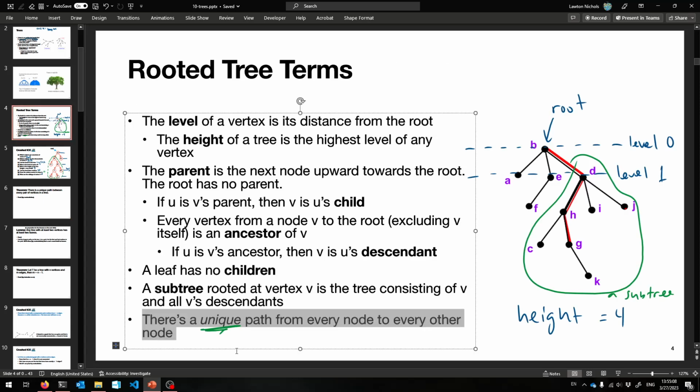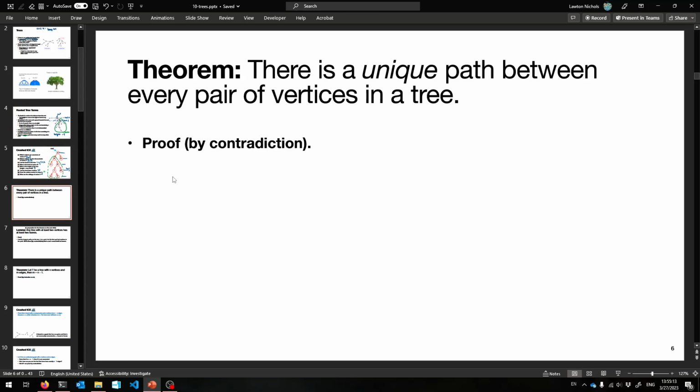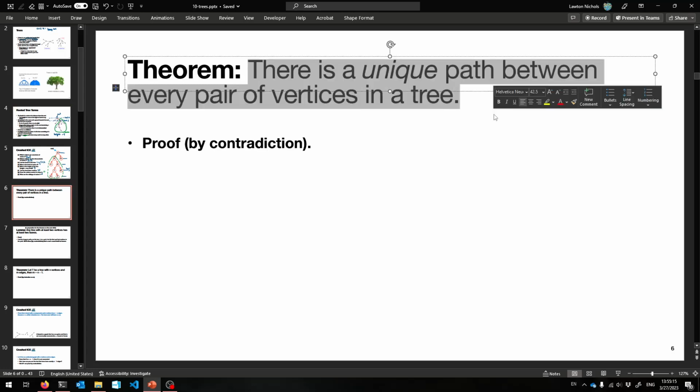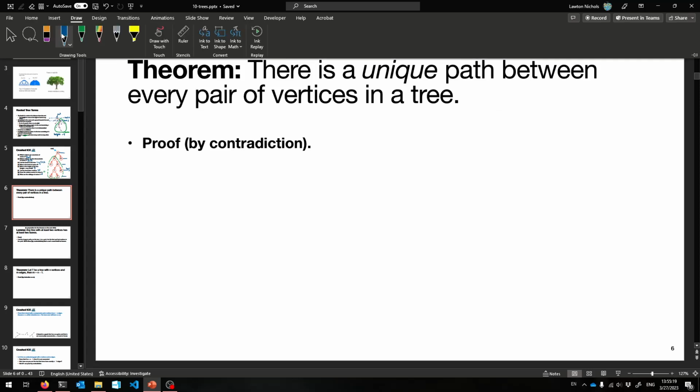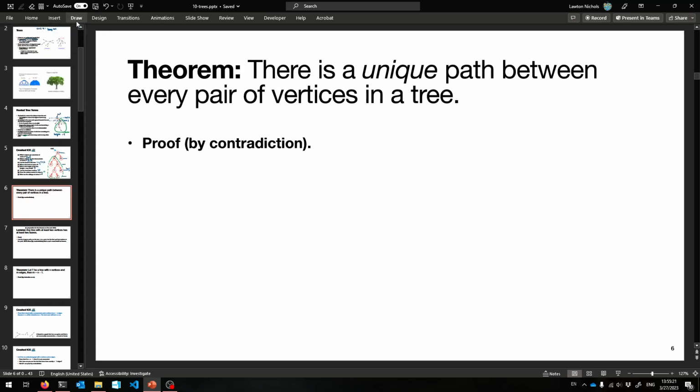There's a unique path from every node to every other node in a tree, and that's a very powerful feature of a tree. So let me prove that to you. There's a unique path between every pair of vertices in a tree. And we're going to prove this by contradiction. Ooh, so this will be fun. So what that means is we have to assume that this is not true. So assume that there isn't a unique path. Assume that there is more than one path.